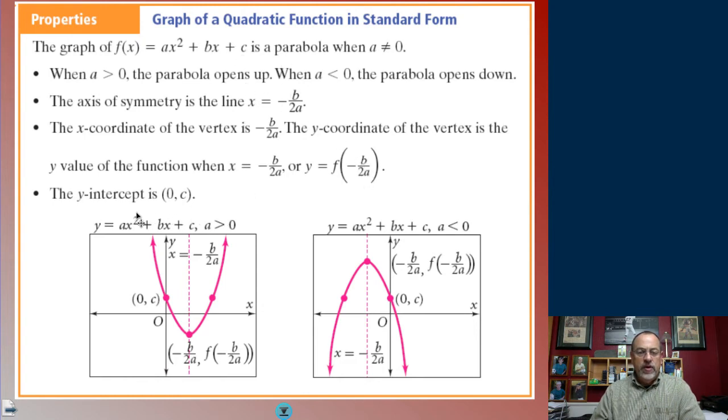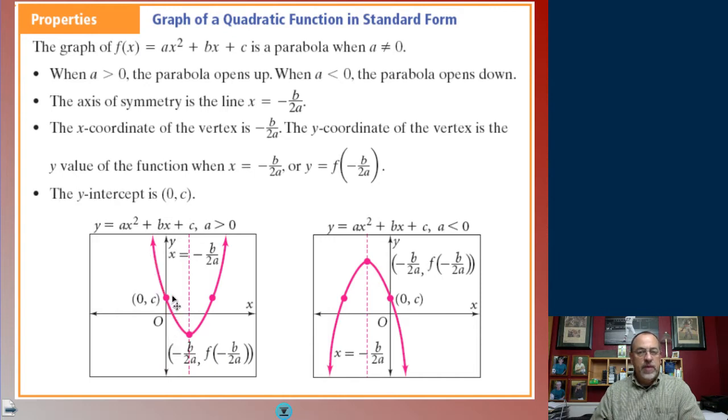We're then going to get one of our points by using the y-intercept, and we know that along the y-axis, all of the x values are 0. So the x is 0. We put 0 in for x. That's going to make anything with an x term be 0, leaving only c, the constant. So that's going to be where the parabola crosses the y-axis.